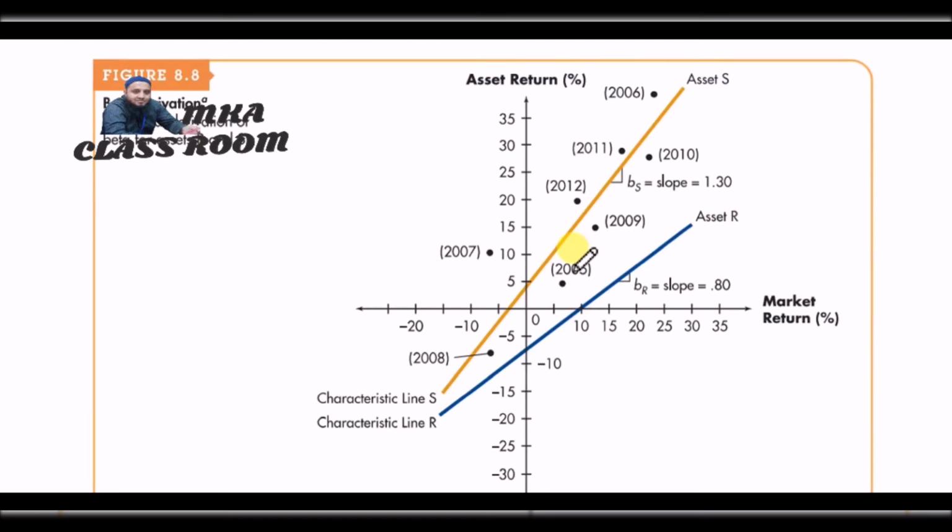From the figure, we can understand the beta. So the characteristic line is, this is the S line, which has a slope, that means beta is 1.3, slope of this line, and this is the characteristic line of R, which has a slope or beta of 0.80.